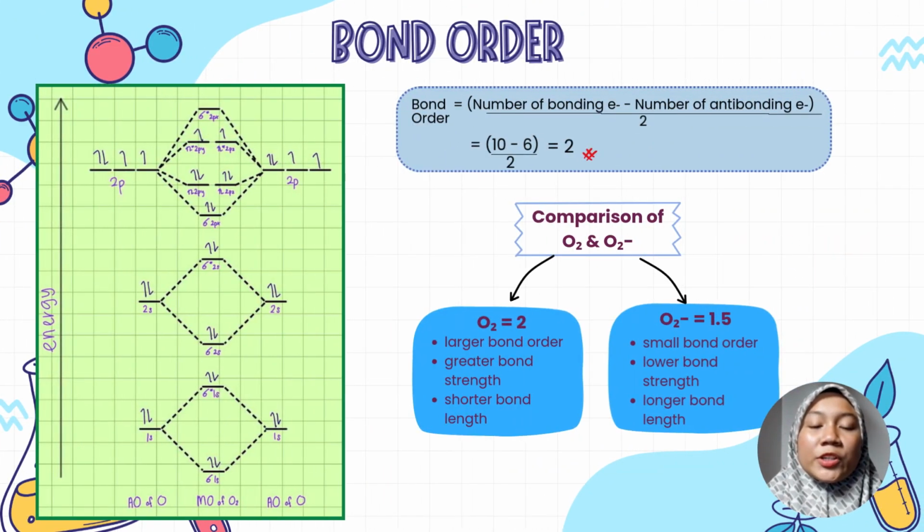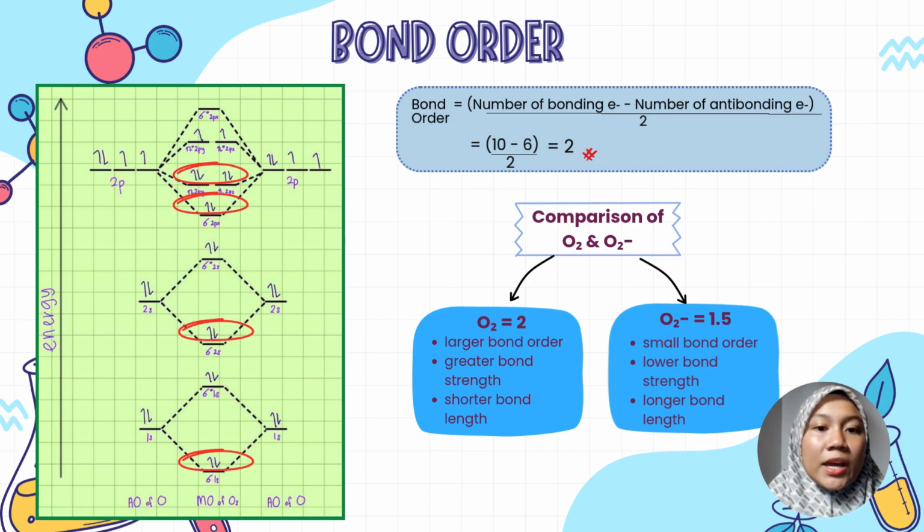The formula for bond order is the number of bonding electrons minus the number of antibonding electrons, divided by 2. For the number of bonding electrons, we have sigma 1s2, sigma 2s2, sigma 2px2, pi 2py2, and pi 2pz2. So the total is 10.